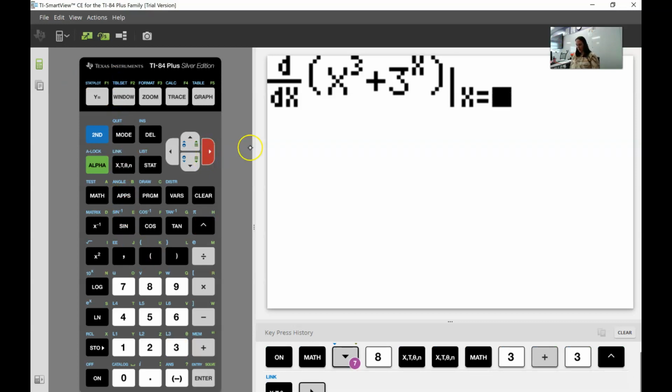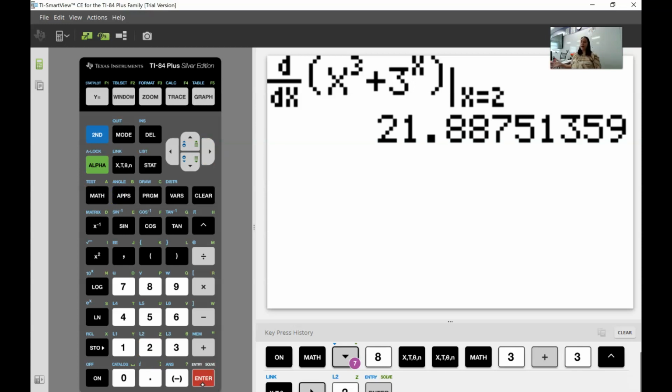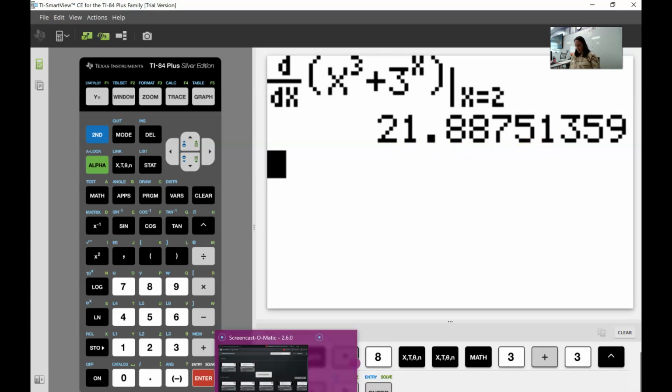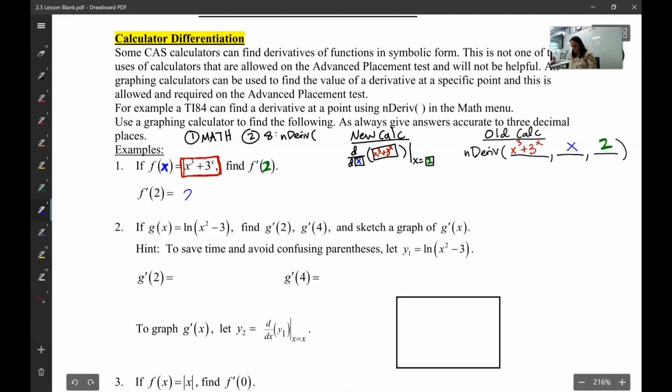Now I hit the arrow to get over to my x equals, and I'm going to type my 2. That's what I wanted. And enter. Ta-da! Here's our derivative. So you don't even have to try and differentiate it. You don't have to try and do it by hand. You can just put it into your calculator. So our answer would be 21.887.